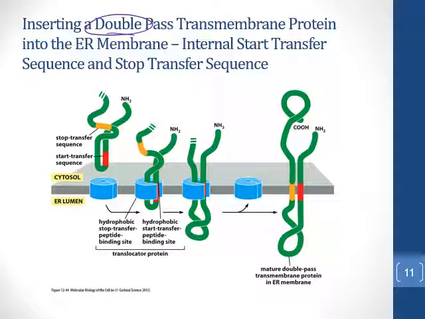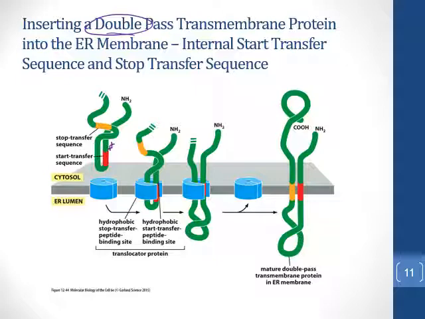But what's going to happen is this first sequence is a start transfer sequence. That start transfer sequence, I don't know why they don't show this on this slide, but it's going to be flanked by positive charges right here. Remember, the positive charges are always on the cytosolic side of the membrane. And so that's the way it's going to be oriented into the membrane. Now that's a start transfer sequence. So everything that comes after it is going to move through the translocon. If that's all there was to it, then what would we have here? We would have a type 2 transmembrane protein. That's exactly what we saw on the last slide.